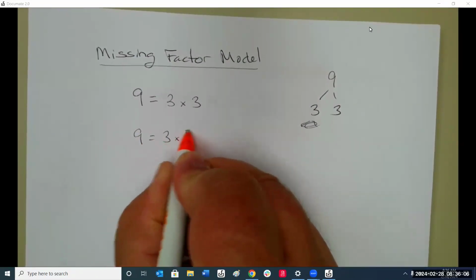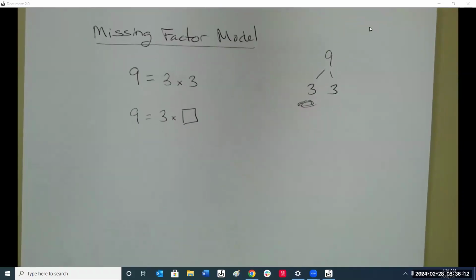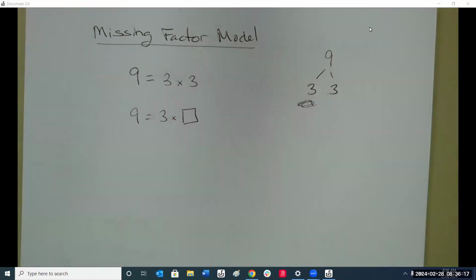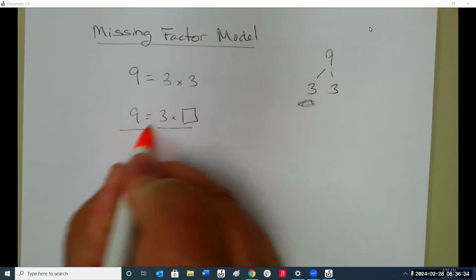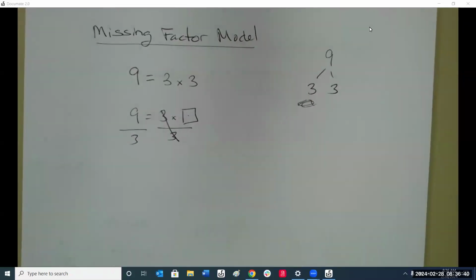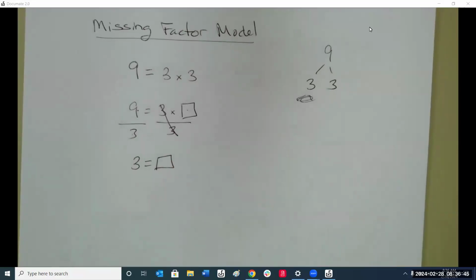A missing factor would be something like this. Now, how does this relate to division? Divide, yeah, let's divide both sides by 3, because that way I'll find out what's in this one. 9 divided by 3 is 3, so 3 goes in that box. That's what the missing factor is going to be.